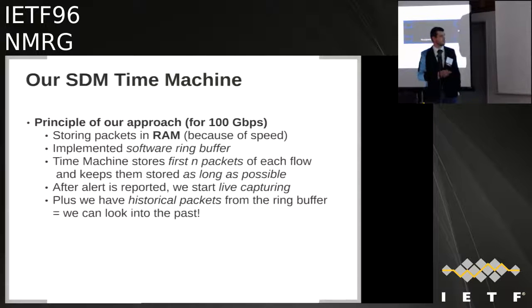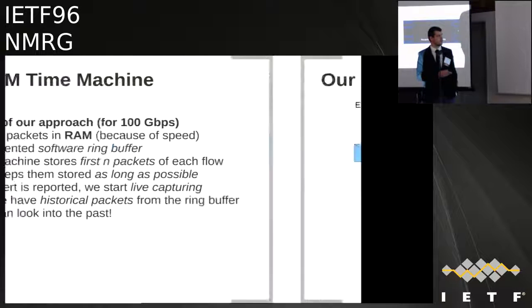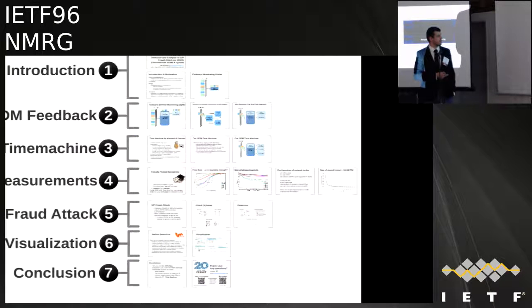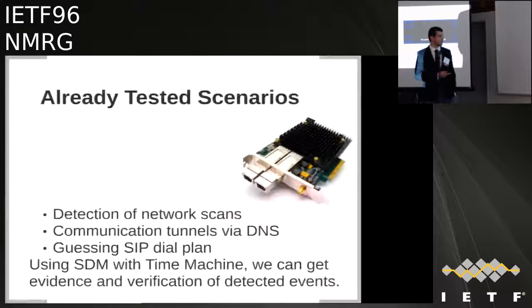So we've enhanced this diagram with the time machine. Now the measurements, or what we have done with this technology. We've tested detection of vertical and horizontal network scans, detection of communication tunnels in DNS, and the SIP fraud attack, or the guessing of the SIP dial plan with poorly configured private branch exchanges. So using SDM with the time machine, we can get evidence and verify the detected incidents from the past.